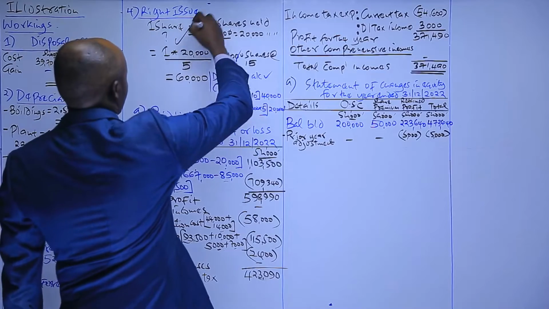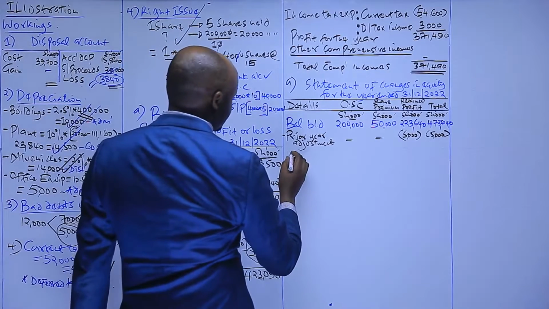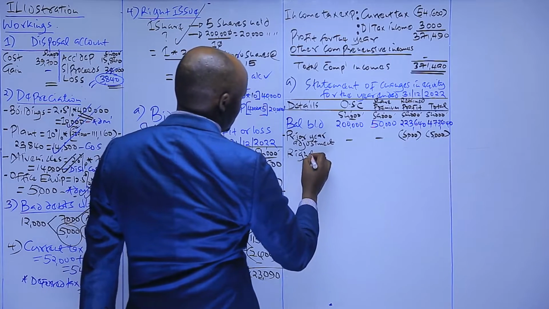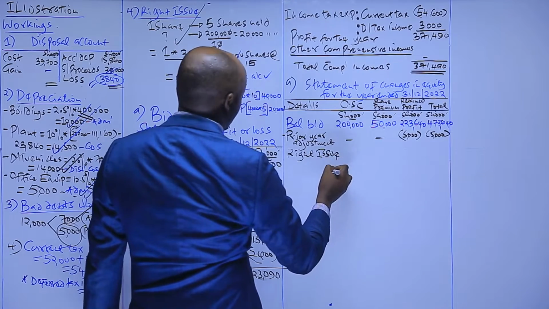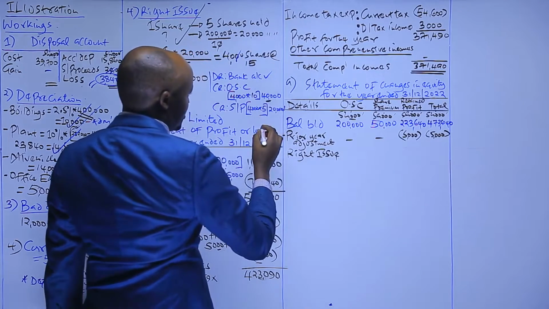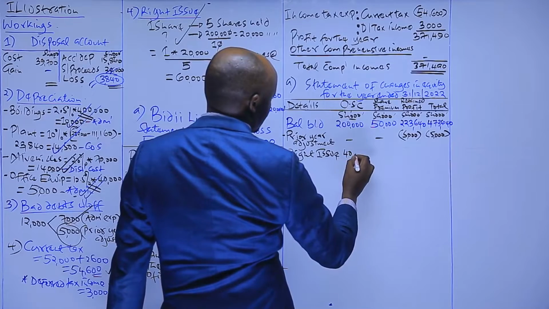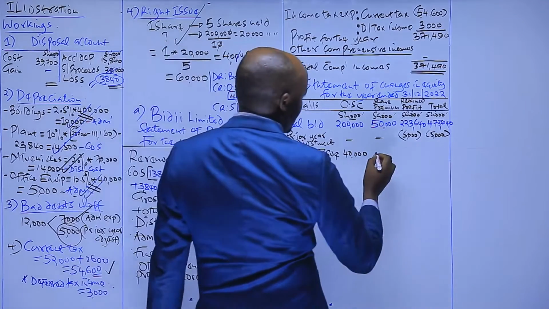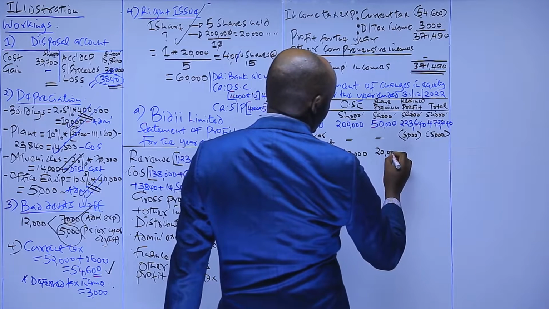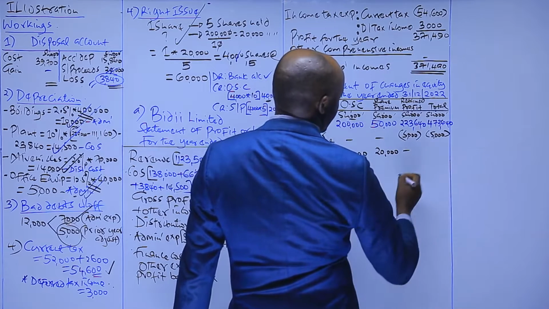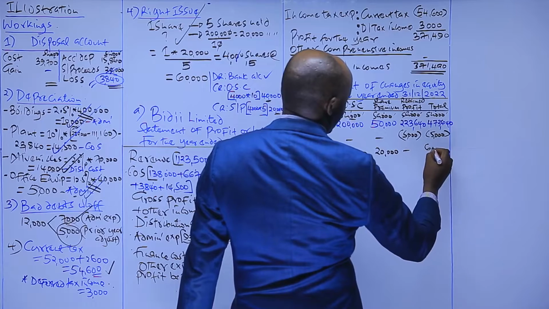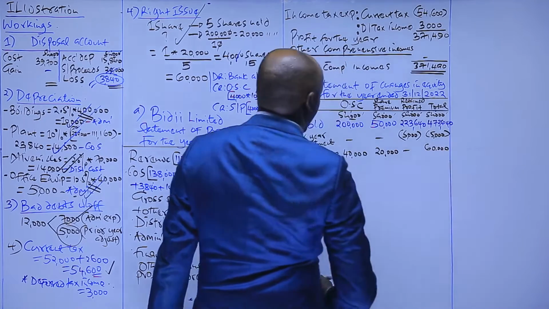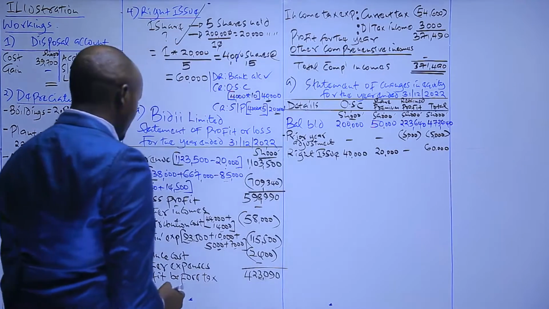I think we can start by taking this right issue. The right issue, we said we need to add to the ordinary share capital 40,000 because this amount was not accounted for, but it was credited in the suspense. And then to the share premium, we add 20,000. So that will give us a total of 60,000. We take it to the last column. What else do we need to capture here?